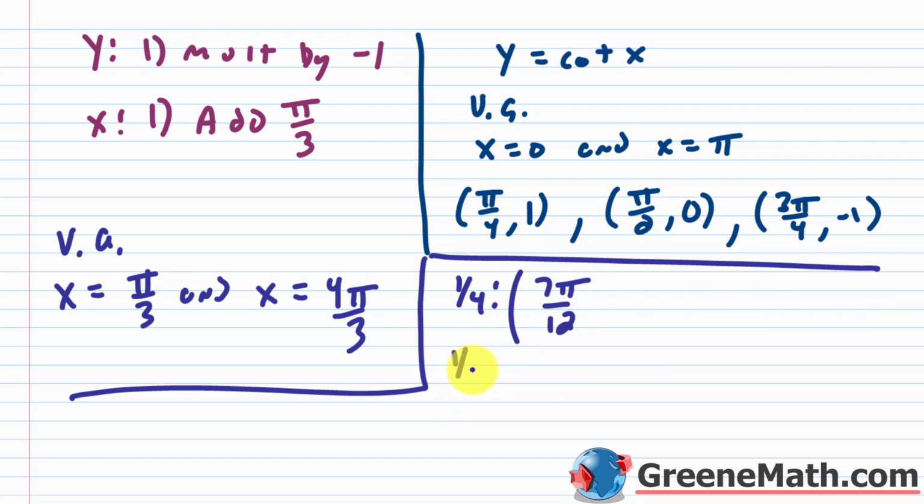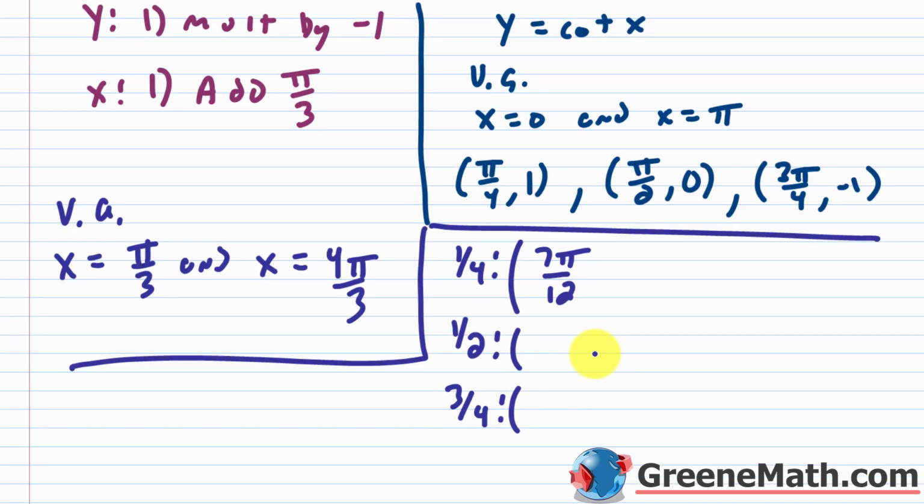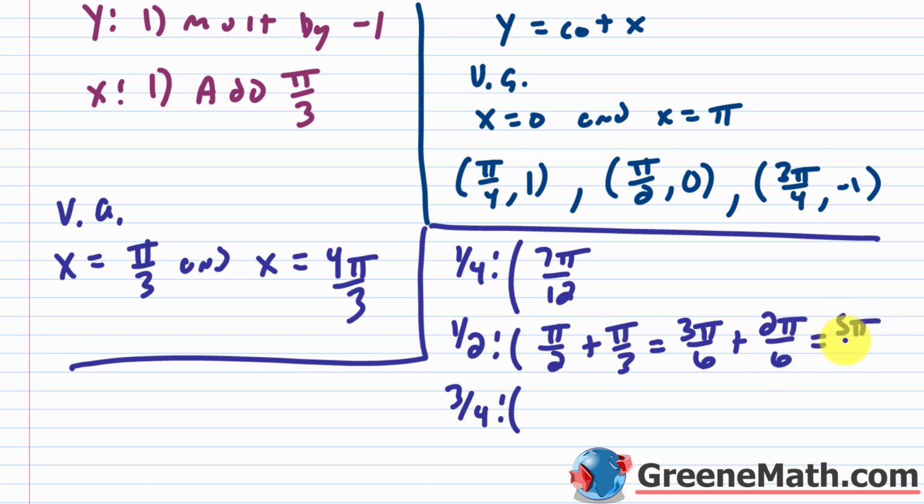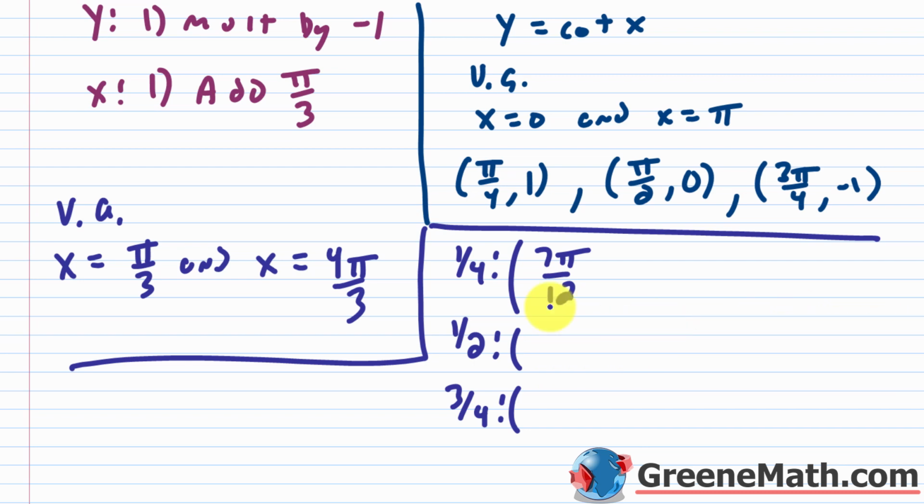Now let's go to halfway, and then we also need 3/4. All right, so the next one we want to do is pi over 2. And again, all you want to do is add pi over 3. So the LCD there would be 6. So let's say this is 3 pi over 6, just multiplying this by 3 over 3, plus this would be 2 pi over 6, multiplying this by 2 over 2. So that would be 5 pi over 6. Let me get rid of this and just say that this is 5 pi over 6.